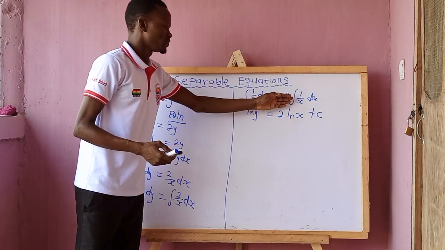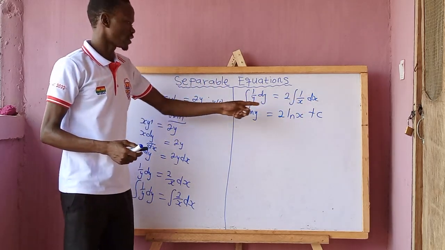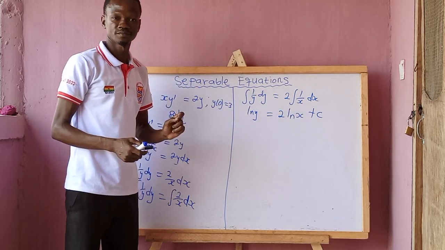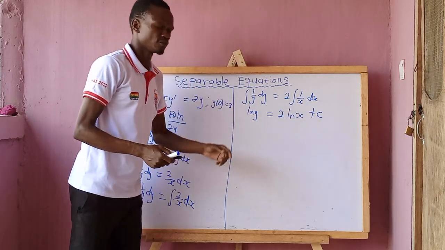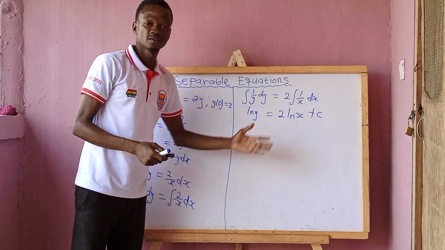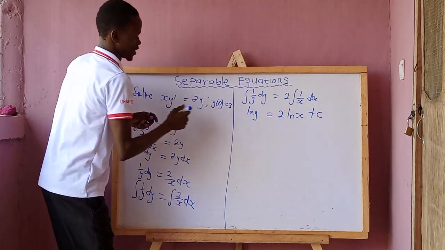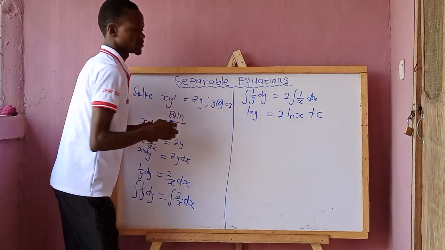Observe that this is an indefinite integral. So because it is an indefinite integral, we need to introduce the constant of integration, which is c. You can also use your own variable or constant. So now, from here, we want to make y the subject.